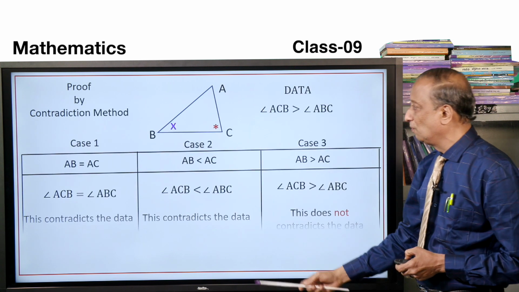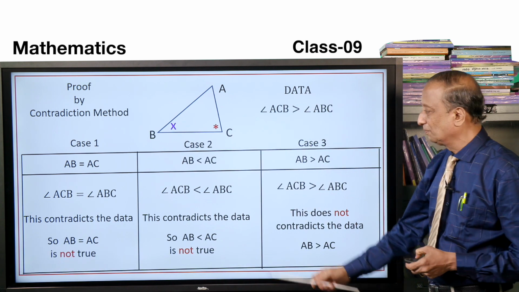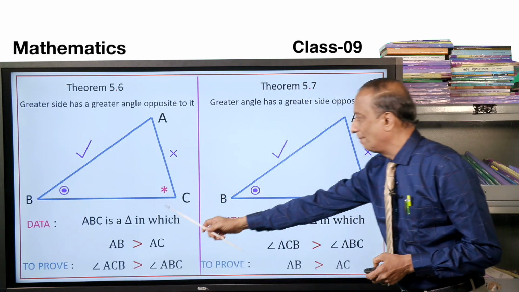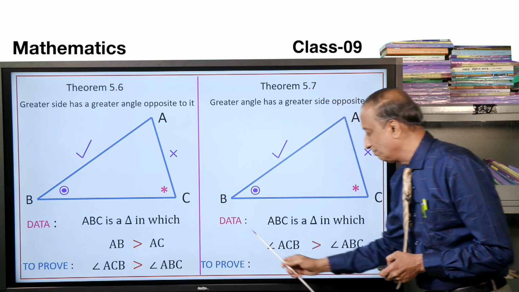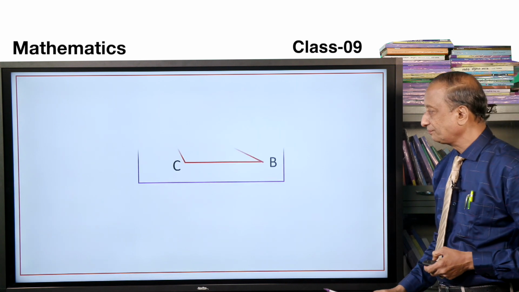And this is the proof by contradiction method. Again, this is not given in our textbook, hence I am quickly running through this. Just compare theorems 5.6 and 5.7. The data has become the thing to prove, and the thing to prove has become the data.